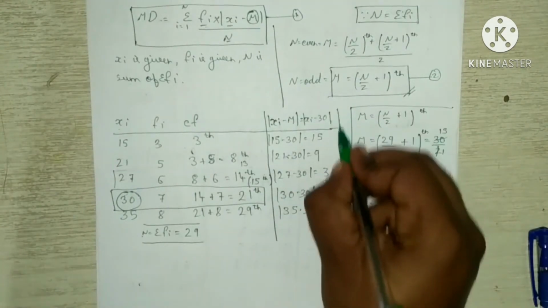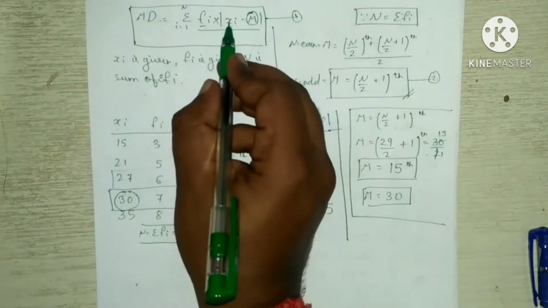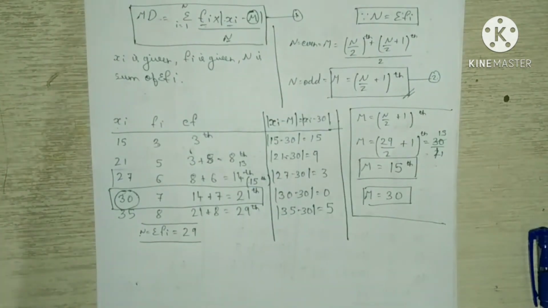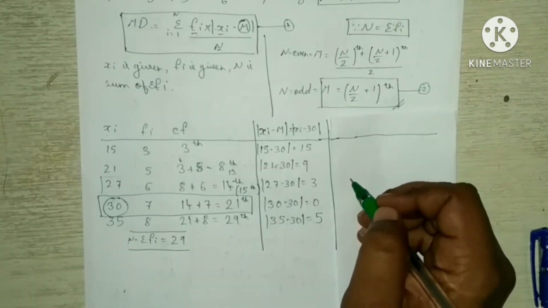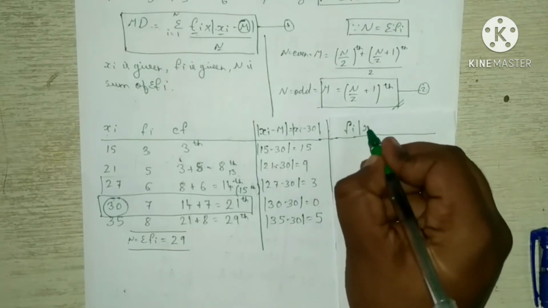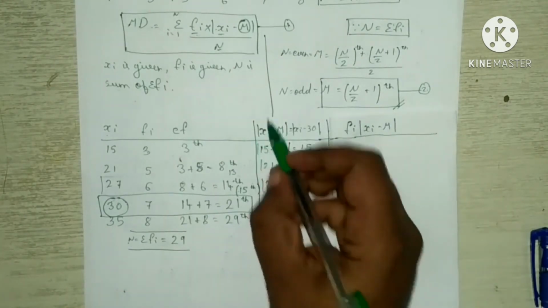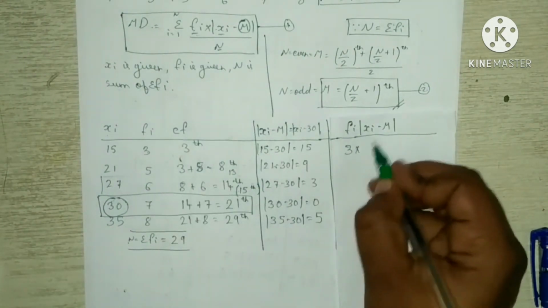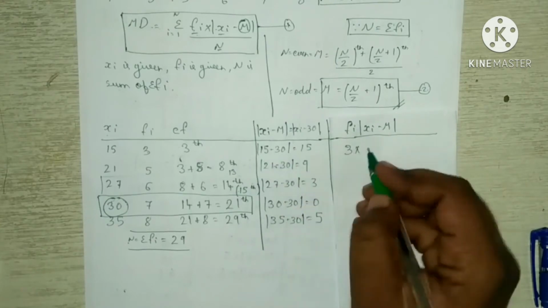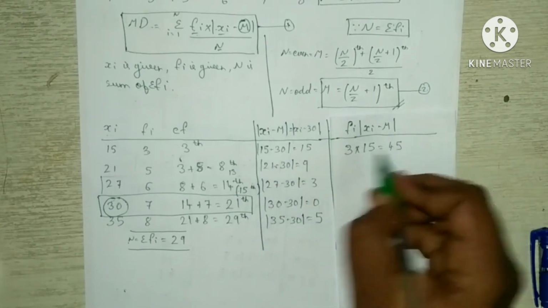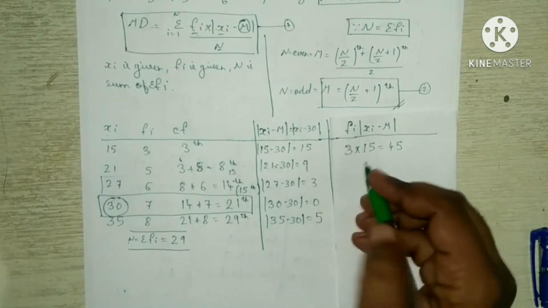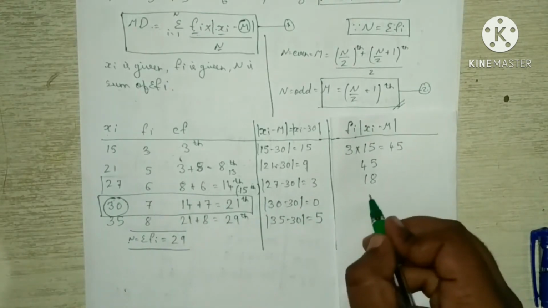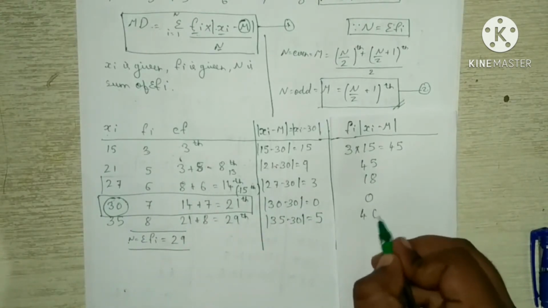Next we need to find fi into xi minus m. By seeing the formula, you need to find fi into xi minus m. Here fi is nothing but frequency. 3 into xi minus 30 is 15, which is 45. Next, 5 into 9 is 45. Next, 6 into 3 is 18. 7 into 0 is 0. 8 into 5 is 40.